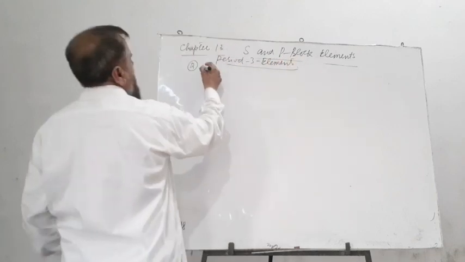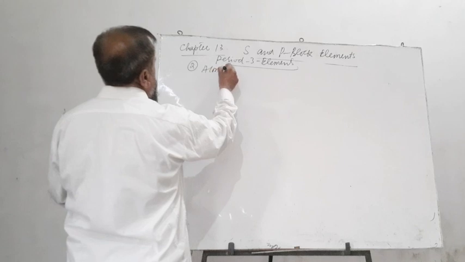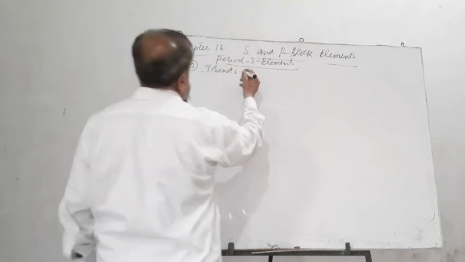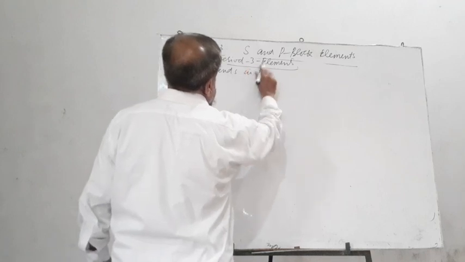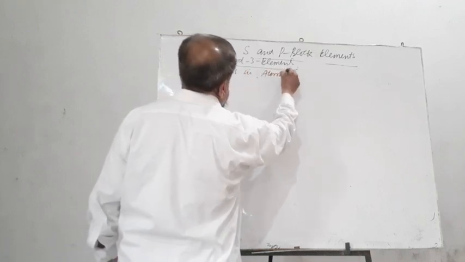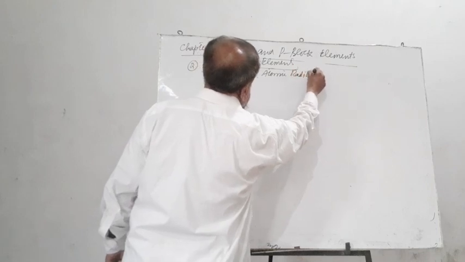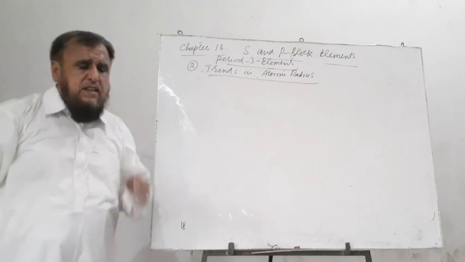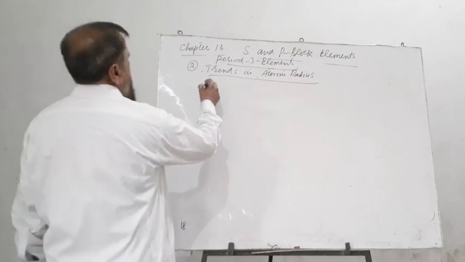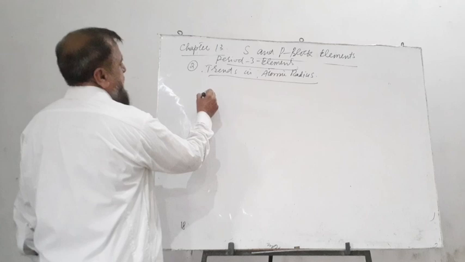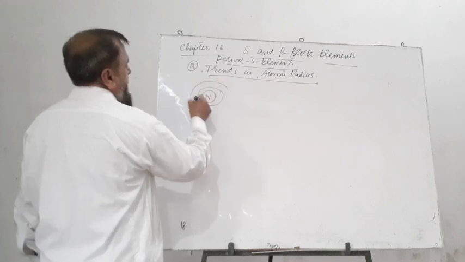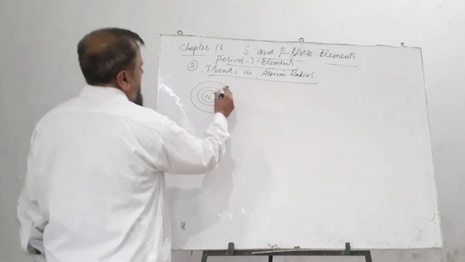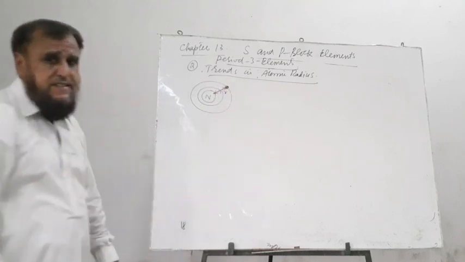The second property is atomic radii, or atomic radius, and its trends. Trends mean how it varies in the periodic table. The first question is how we will define atomic radius. What is atomic radius? The classical definition is that atomic radius is the distance between the nucleus and the valence electron.